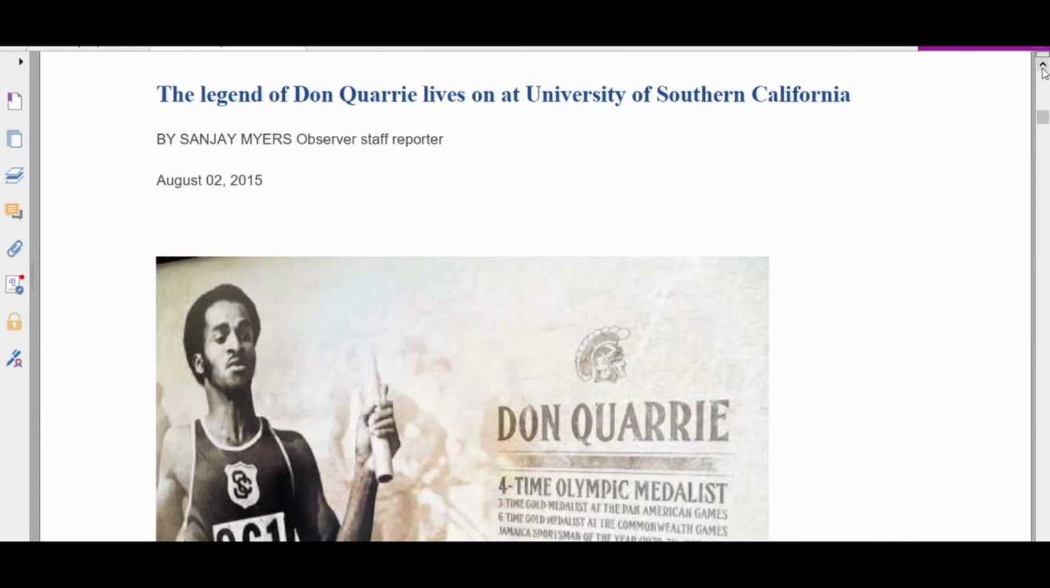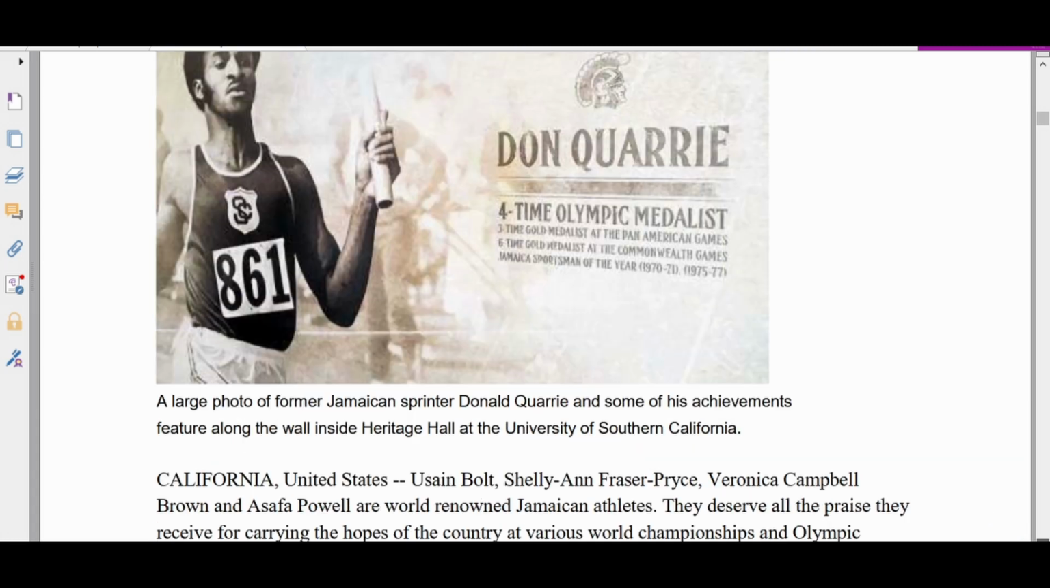So the Legend of Donald Quarry lives on at the University of South Carolina, by Sanjay Myers, Observer Staff Reporter, August 2nd, 2015. Donald Quarry, and here's a picture, and we see on it 4-time Olympic medalist, 3-time gold medalist at the Pan American Games, and 6-time gold medalist at the Commonwealth Games, Jamaican Sportsman of the Year 1970 to 71 and 1975 to 77.